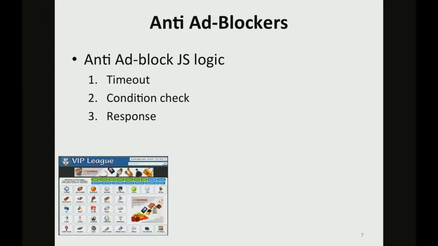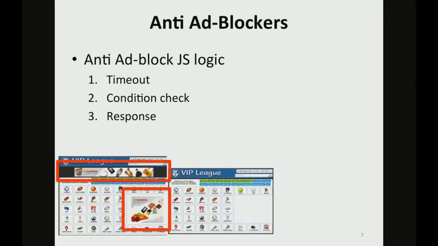So the first one is a timeout. Before anti-ad blockers run on a website, they wait for ad blockers to run. Here is an example of a website which has a couple of display ads. When ad blockers run, these ads are removed. And this is when anti-ad blockers would trigger. So there is a timeout condition. This is generally a few seconds.